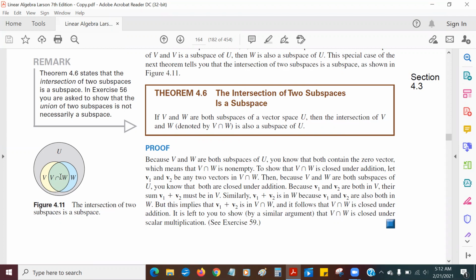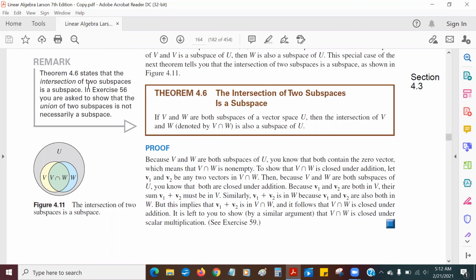That means that's going to land them right inside this green football because they're part of V and also part of W. So that is the argument. And to show scalar multiplication, it's basically the same idea. If we have a vector inside this green football, it's part of V, it's part of W. So when I multiply it by a scalar, it'll still be part of V and also part of W, which means it'll still be in that green football. That, my friends, is the proof of this very important theorem.